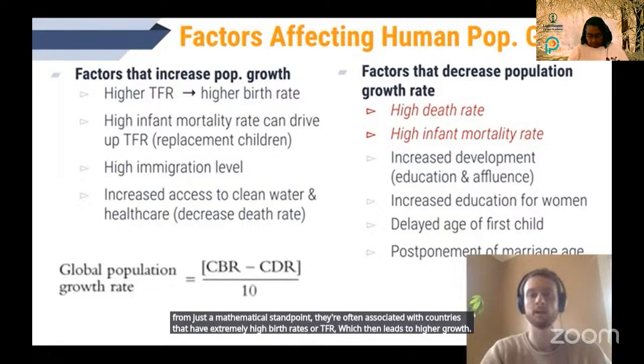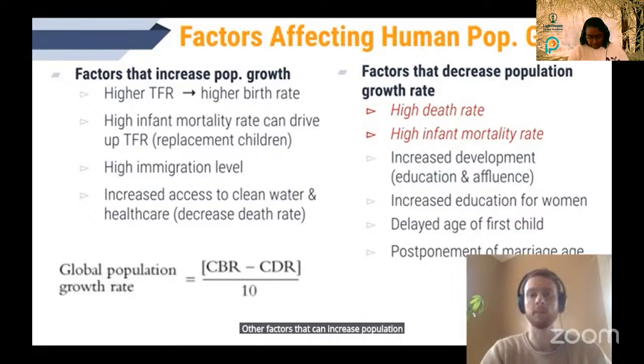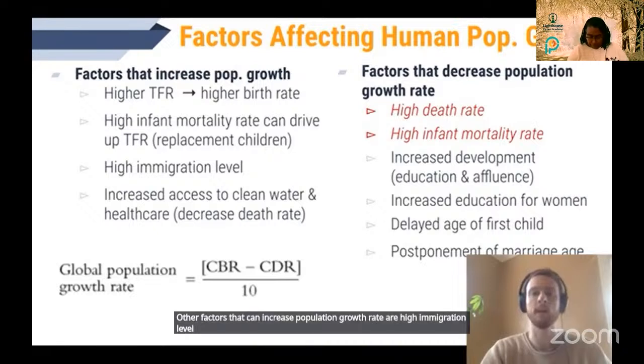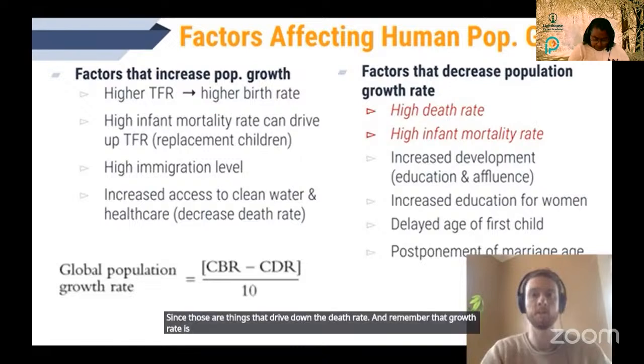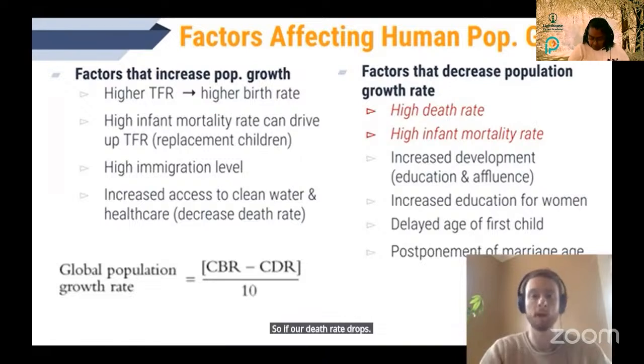Other factors that can increase population growth rate are high immigration level and increased access to clean water, food, and health care, since those are things that drive down the death rate. And remember that growth rate is just CBR minus CDR over 10. So if our death rate drops, the growth increases since the difference between births and deaths will grow.